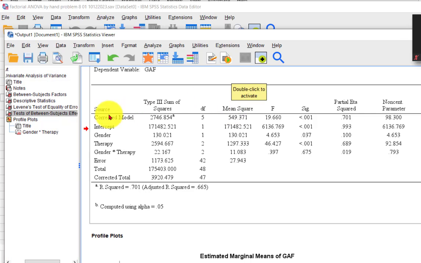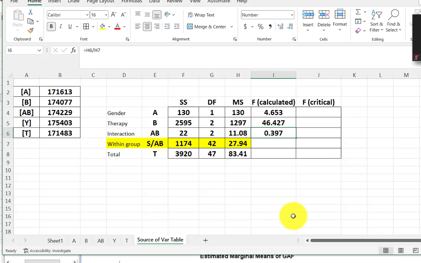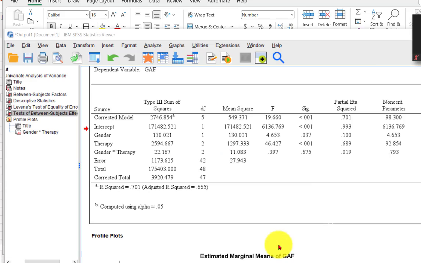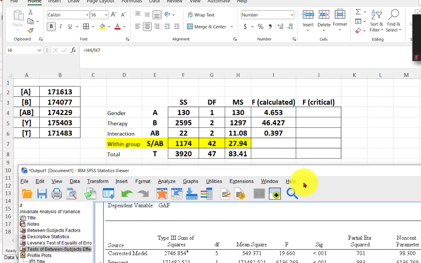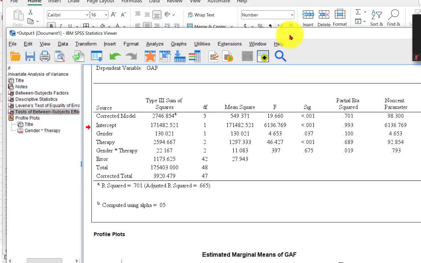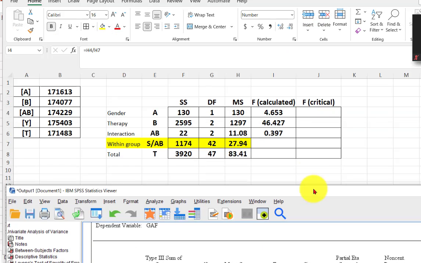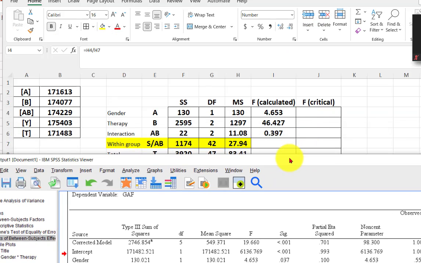Now, by hand, we don't do the corrected model by hand. I'm sorry to say. So we look at the gender. The gender F that SPSS got, 4.653. Winner, chicken dinner. So with therapy, let's take a look at it here. Boom, therapy, 46.427. Wow, look at that. Interaction, 0.397. Oh my God, it is really good to be good.